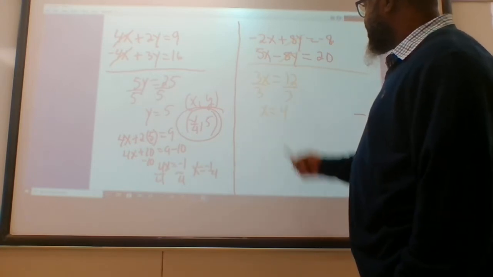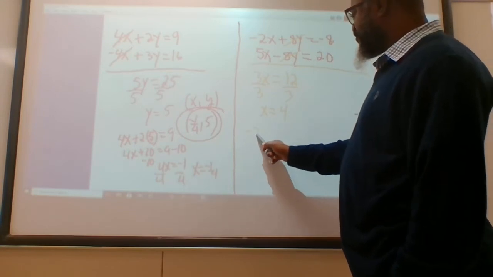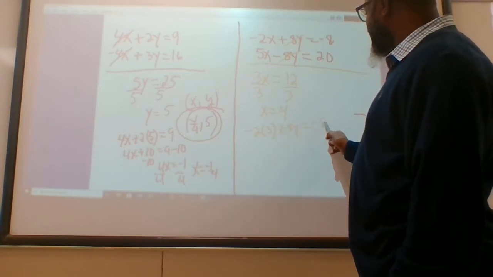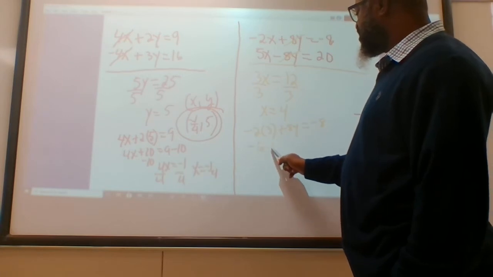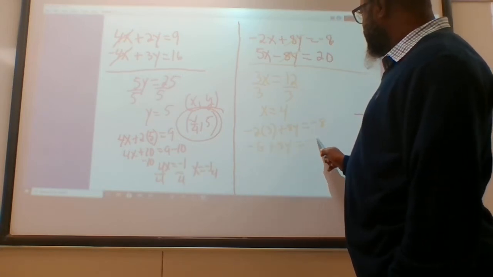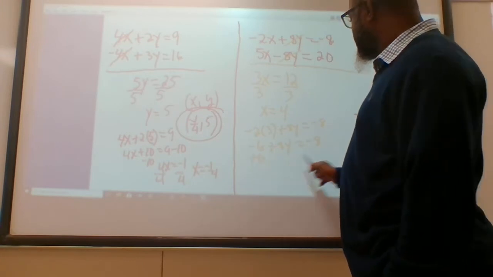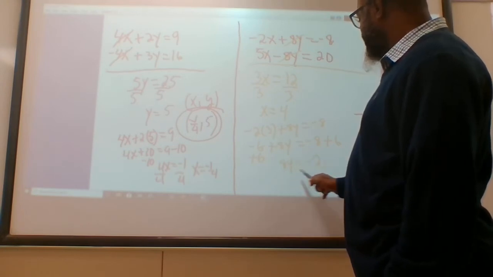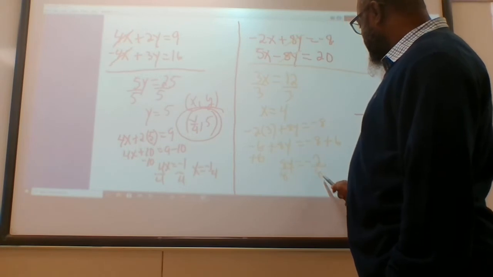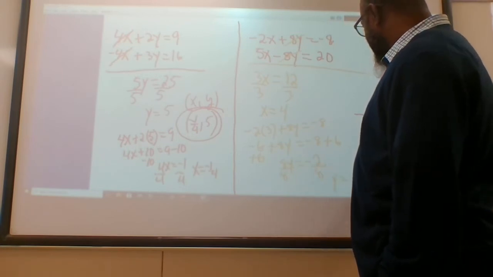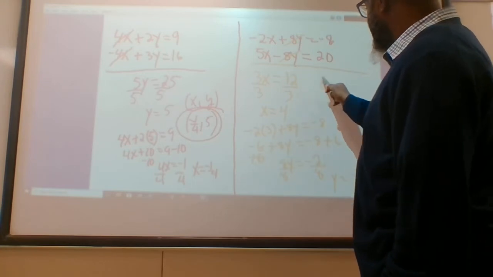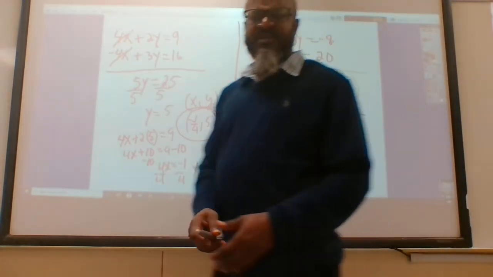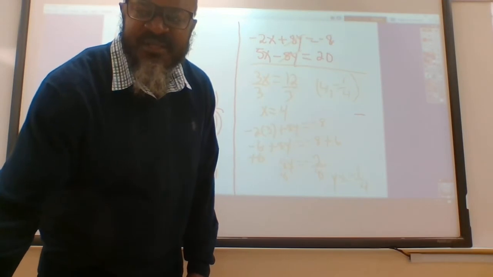Now, since I know x, I can replace it: negative 2 times 3 plus 8y equals negative 20. This gives me negative 6 plus 8y equals negative 8. Add 6 to both sides, and I have 8y equals negative 2, divided by 8. In this case, y is negative 1/4. My solution will be 4, comma, negative 1/4. That's the solution, and that's what you need to do in this case.